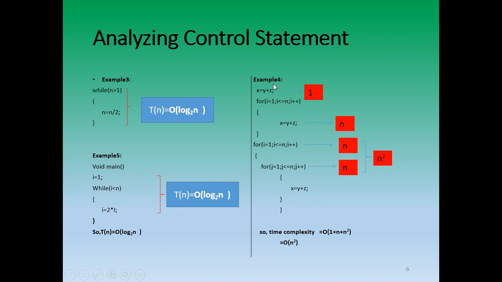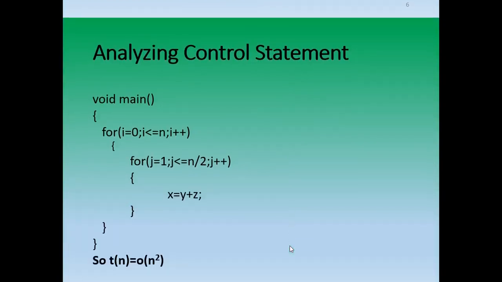Now we take another example, x is equal to y plus z. It takes 1 millisecond, and the same statement written in a for loop takes n amount of time. The same statement written in a nested for loop takes n into n, that is n square, amount of time. Now the total time complexity of the given code is order of 1 plus n plus n square. Here we neglect the 1 plus n because they are constants compared to the highest amount of time taken by this code, which is n square. So the time complexity is order of n square.